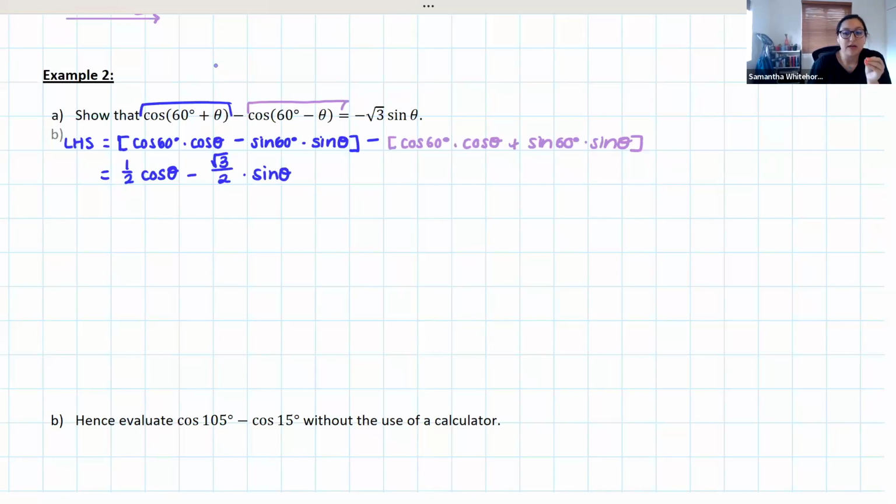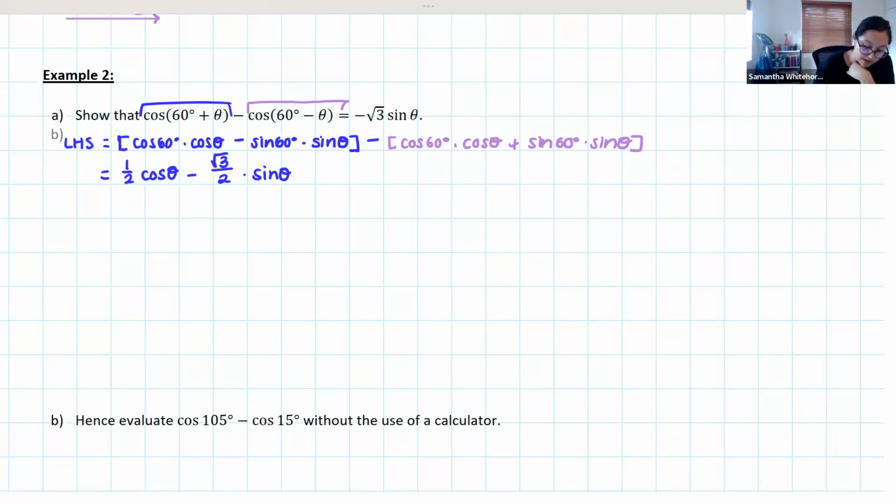This is what I was saying earlier. If you don't know those special angles and you don't remember your triangles, just type it in on your calculator. So type sine 60 on your calculator. You then just substitute the root 3 over 2 into your equation. What's important is that if you use your calculator, you are still showing all of your working out, which is what I'm doing here. Okay, now I need to distribute that negative in.